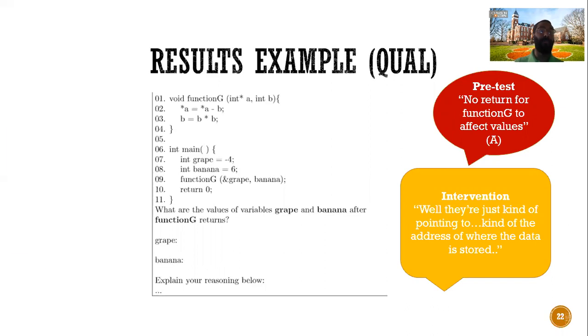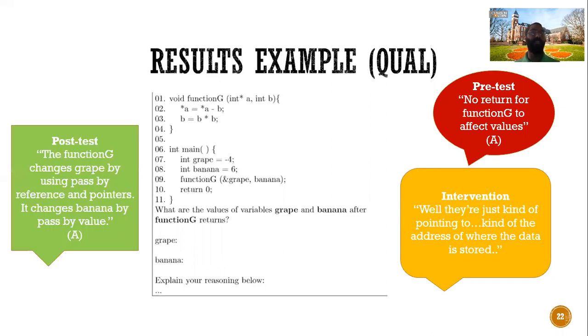And then when they get to the post-test, the same student now says, the function G changes grape by using pass by reference and pointers. It changes banana by pass by value. You can't see the actual answers they put, but they did also answer the question correctly now, with grape changing and banana not changing. There was a little language mix up. They say it changes banana, even though banana doesn't change, but they did have the correct answer of banana not changing. And now they're speaking of pass by reference and pointers and all of those things.